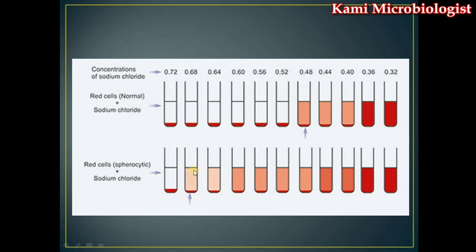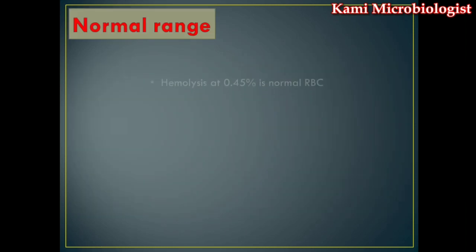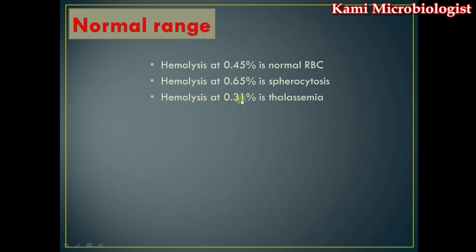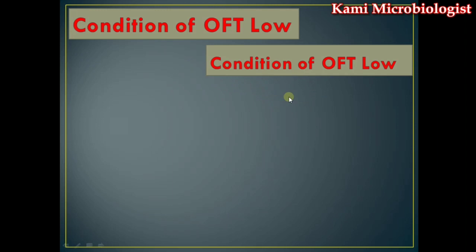How will you check hemolysis? You will check that the color is red. Mostly if the color is red, it means the blood is hemolyzed. If the color is not red and you find the red color at the bottom, it means the blood is not hemolyzed. Let's see the normal range. The normal hemolysis point is 0.4 tonicity, where the blood is usually hemolyzed. If the hemolysis occurs at 0.65, it is spherocytosis, and if it occurs at 0.31 tonicity, it is a thalassemic case.